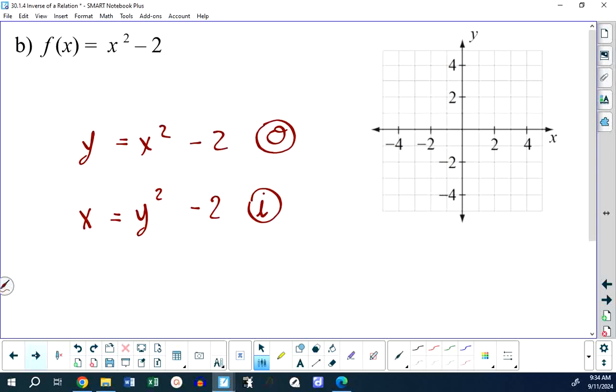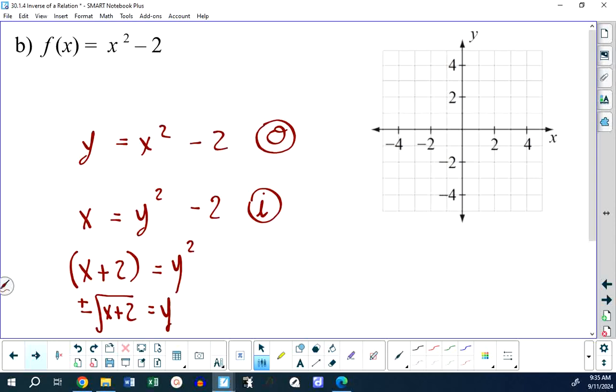To unwrap or solve the equation for y, we have to unwrap those operations in the opposite order. So since y is squared, then 2 is taken away, we need to add 2 first and then get rid of the square root, or square. So this becomes x plus 2 equals y squared. So y is equal to plus or minus root x plus 2.